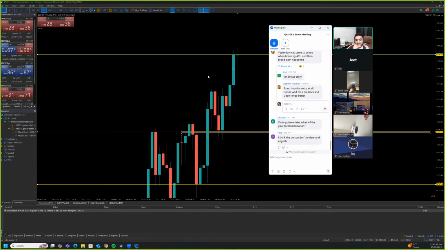On impulse entries, what will be your recommendation? For an impulse entry, there should be volume in the market. Impulse entry is only connected with volume. If there's a lot of volume, an impulse entry is going to work for you. If there's no volume in the market, an impulse entry has a lower probability of going in your favor.